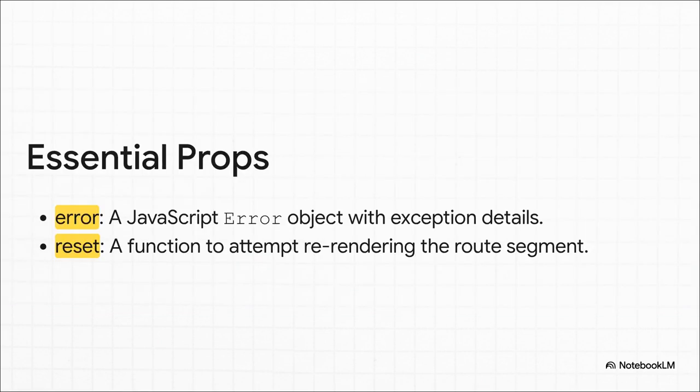Now, this component isn't just a static oops page, it's actually interactive. Next.js hands it two really important props. First is the error object, which gives you some info about what went wrong. And the second one, the reset function, is pure gold. This is what lets you give the user that magical try again button that can actually work by just re-rendering that little piece of the UI.